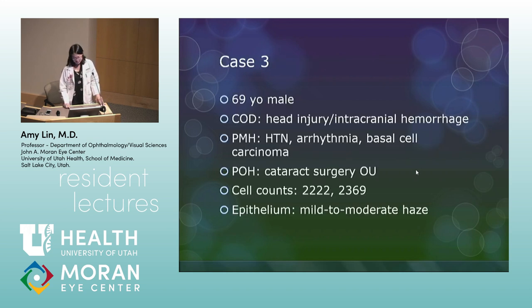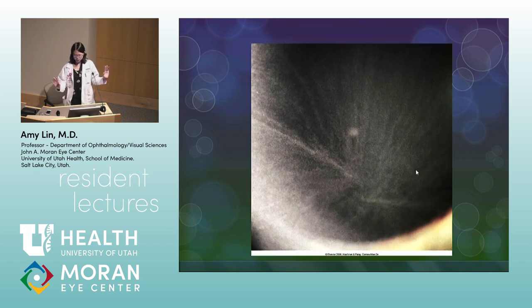This case is a 69-year-old male. Cause of death was a head injury from an intracranial hemorrhage. Has medical history of hypertension, arrhythmia, and basal cell carcinoma. He's had cataract surgery in both eyes. His cell counts are decent, 2200, 2300. And on the epithelium, there was some mild to moderate haze. And the eye bank technicians were wondering, hey, what is this haze? Don't know what it is. I don't have a picture, but this is what it looked like if it was a real patient. So what is this?